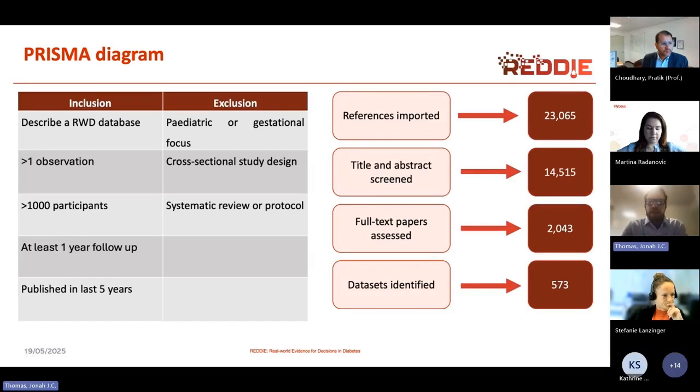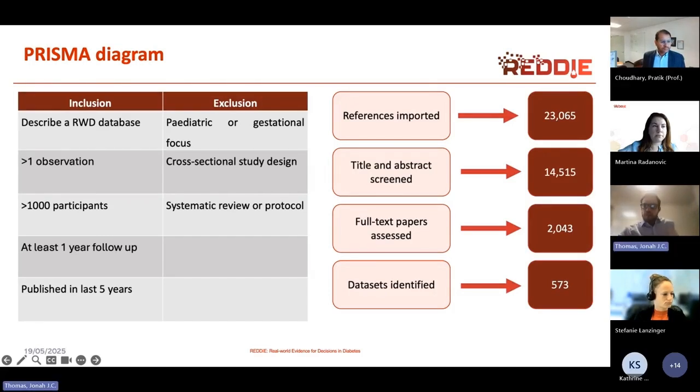Publications had to describe a real-world data database. They needed to include more than one observation. They had to be longitudinal in nature in some sense. It couldn't be a cross-sectional database. They need to contain at least 1,000 participants and include at least 1 year of follow-up. And we also said we wanted them published in the last 5 years because we wanted to make sure this repository was up to date and recent, and the databases included were still being maintained and were still relevant to the field. Due to the large number of databases we expected to receive, we excluded pediatric or gestational populations. These are obviously very important, but just for this particular review, we didn't have enough capacity to include these here. And we didn't include systematic reviews or protocols.